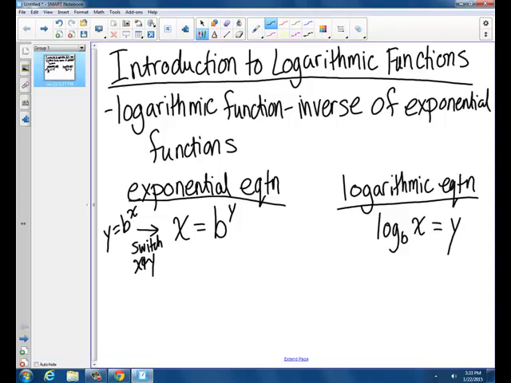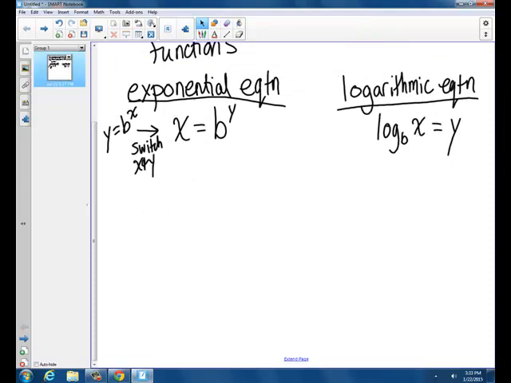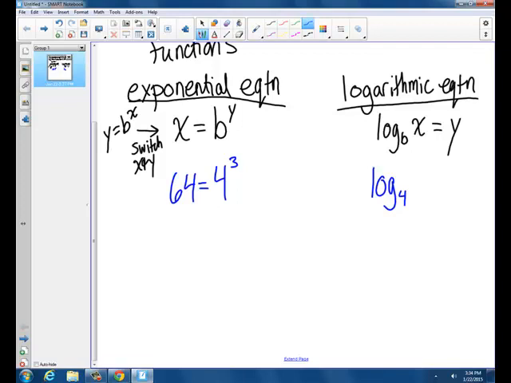Now, to make this make a little more sense, let's put some numbers in. Let's say we have 4 to the third power. We know that that is 64. Since 4 to the third power is 64, let's replace each part in the logarithmic equation that goes with it. My base was 4, so that's log base 4. My x was 64. So if we were just given log base 4 of 64, our answer would be 3. Equals y, the exponent is 3.